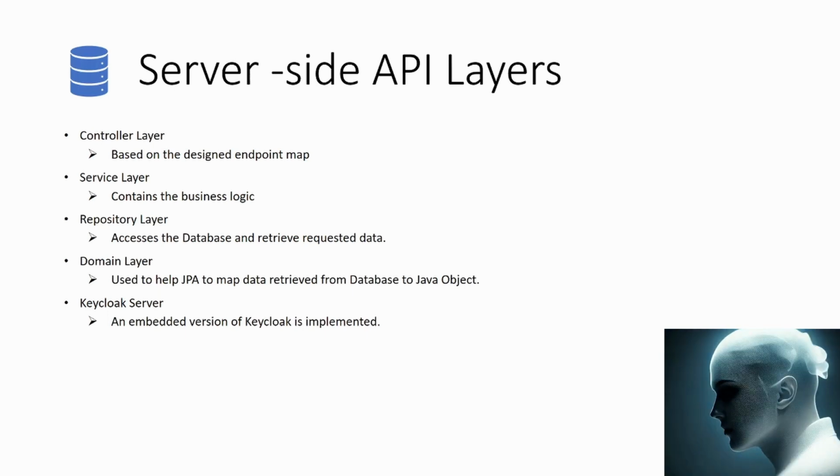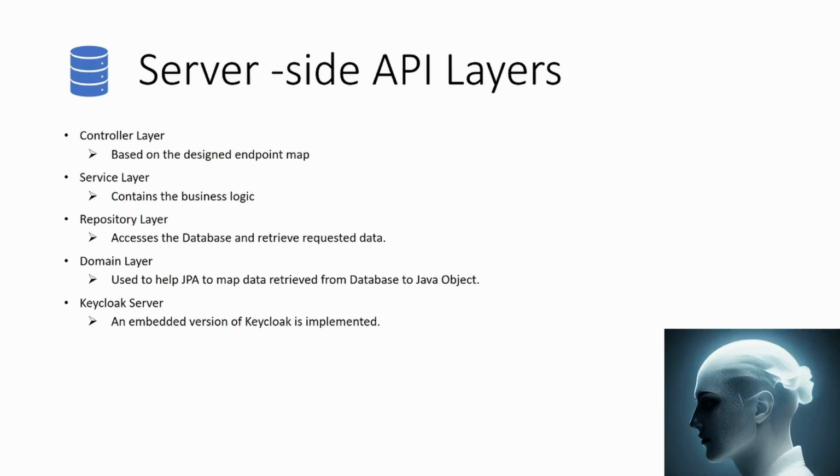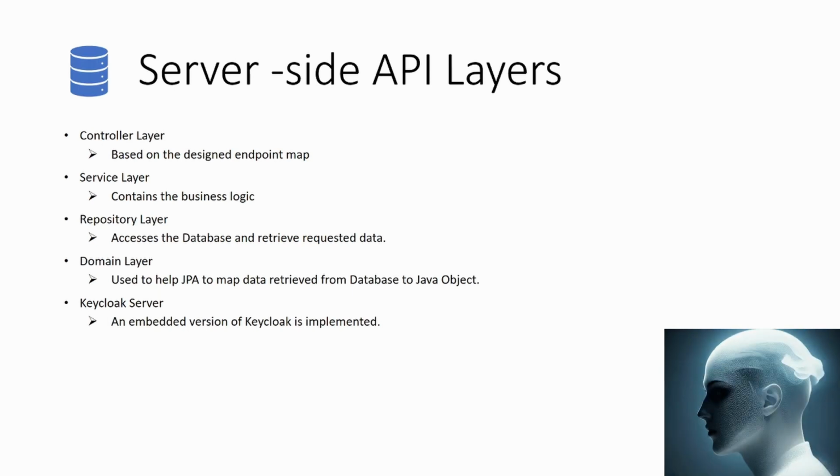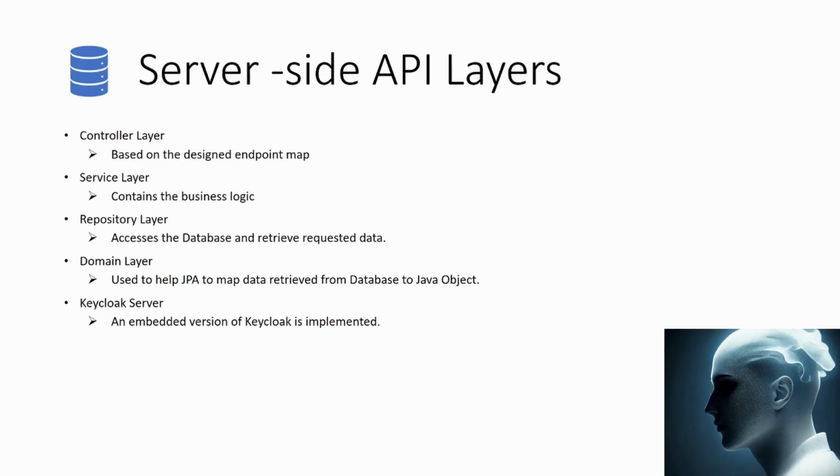The control layer receives all the client requests, and each request has a unique endpoint. The control layer will call the corresponding method from the service layer. The service layer handles all the business logic here, which includes validating the input data and deciding what data to be returned to the client side.